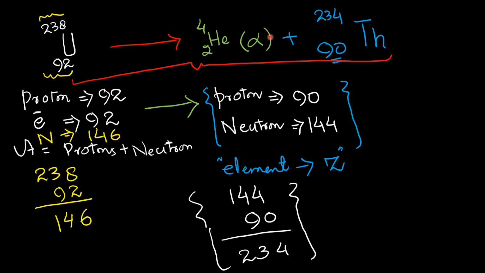Now consider some other examples of alpha particle decay. Now student, consider the radioactive decay of another isotope of uranium, which is uranium-233.